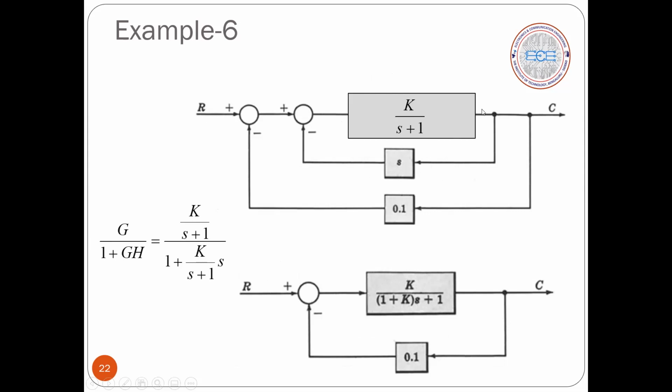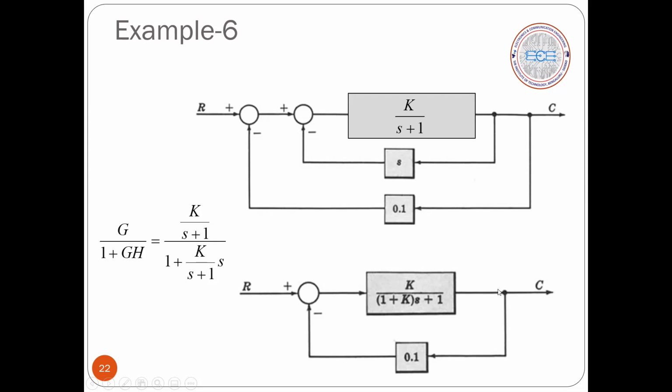This becomes my G of S, that is the forward path gain. This becomes my feedback path gain, that is what we call the H block. We have done it by applying this formula. You can see here I have taken G of S as K divided by S plus 1, and H is just S. So in the denominator, I have 1 plus G of S into H of S, where G is K divided by S plus 1 and H is simply S. So we have got this value and simplified it. We have replaced this entire negative feedback loop and got one single block.